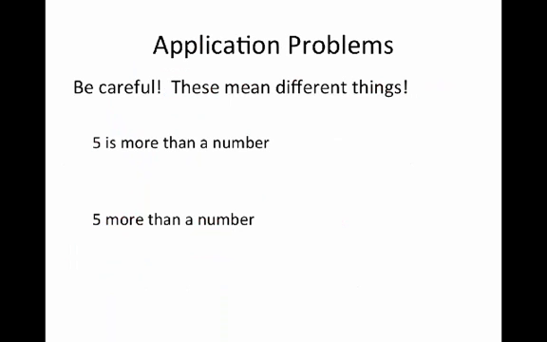Okay, be careful with application problems. The 2 statements I've got here mean different things. 5 is more than. Remember that before, that "is" was an equal sign. So 5 is more than, we use the greater sign, 5 is greater than x. If it says 5 more than a number, we're adding. You have to have the "is more than" for the greater than symbol. If it just says 5 more than a number, it's 5 plus x.